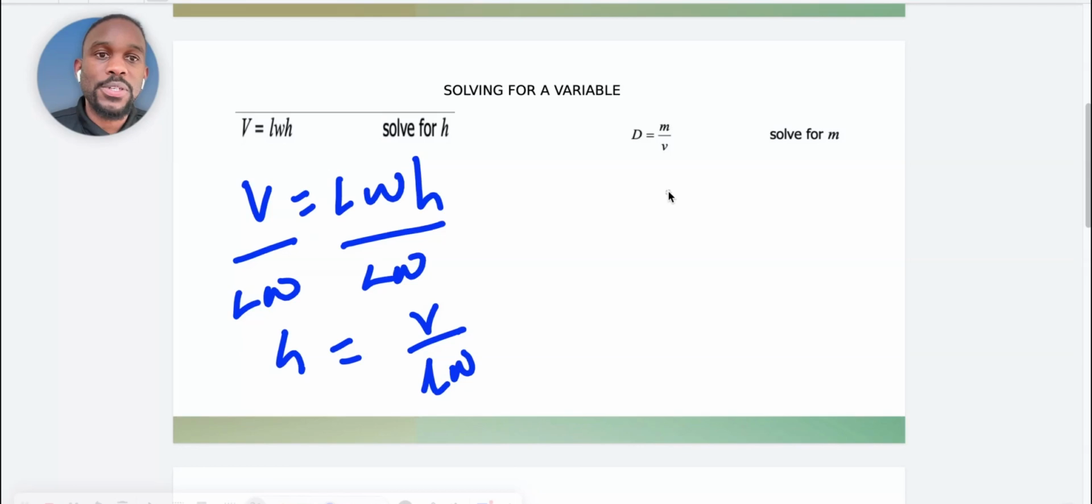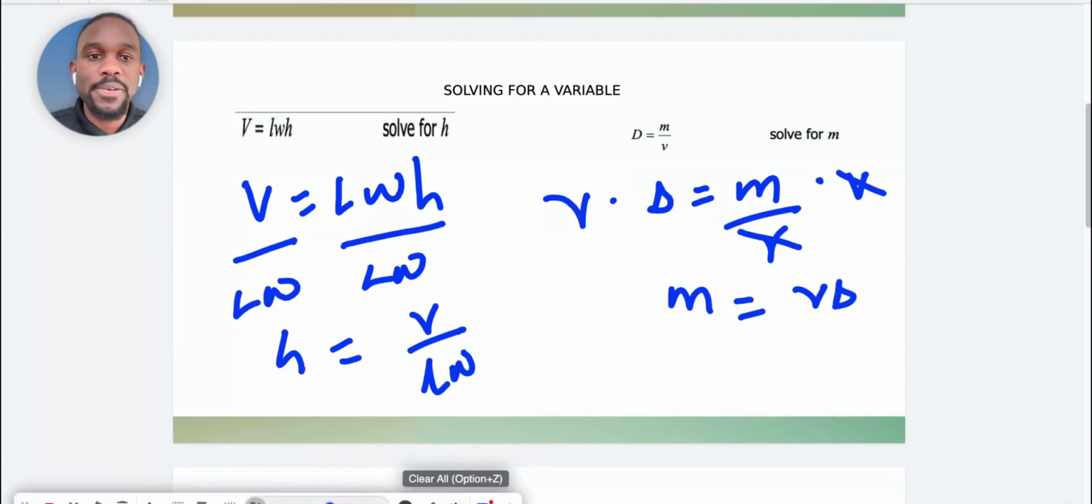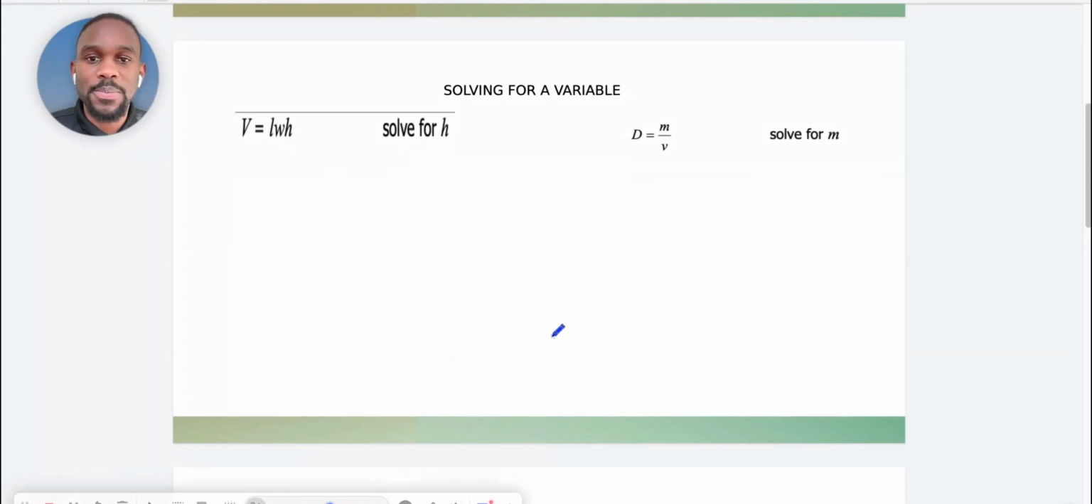If we look at example 2, they're giving us D is equal to M over V, and they want us to make M the subject of this expression. So to undo a division, what do you do? You multiply. So times V this side, times V this side, and we're left with M is equal to VD. So that's what they mean by solving for a variable. Please feel free to pause this video and try out these problems.